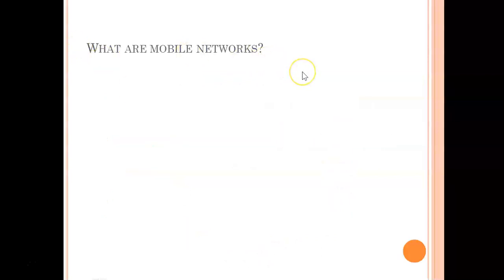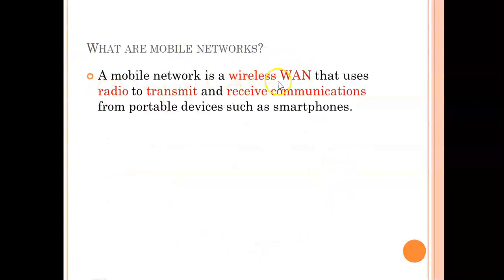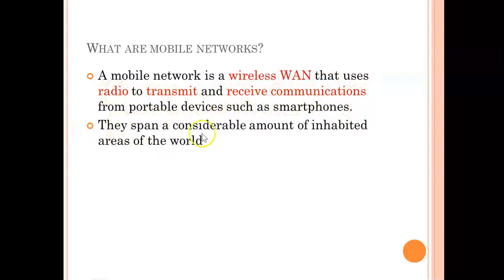What are mobile networks? So a mobile network is a wireless WAN that uses radio to transmit and receive communications from portable devices such as smartphones. They span a considerable amount of inhabited areas of the world. Examples of mobile networks that you might have heard of are 3G, 4G, and Edge. So these are just networks that your mobile phones have access to.